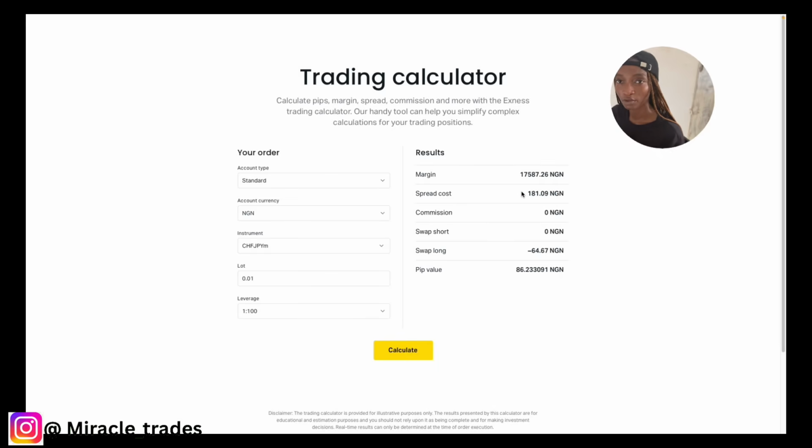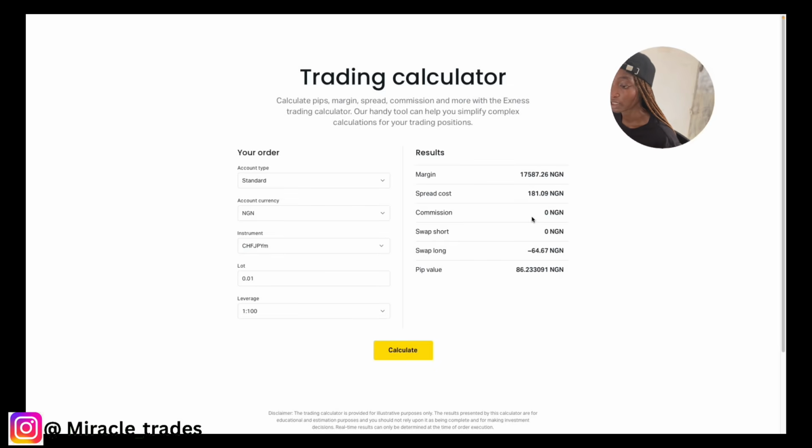I don't know if you guys have gotten into the situation whereby if you place a trade, the trade goes slightly into drawdown before it starts moving. So that's also what spread is. That's the way the broker makes money. So once you enter a trade, the spread cost is what you see that you're in drawdown of.